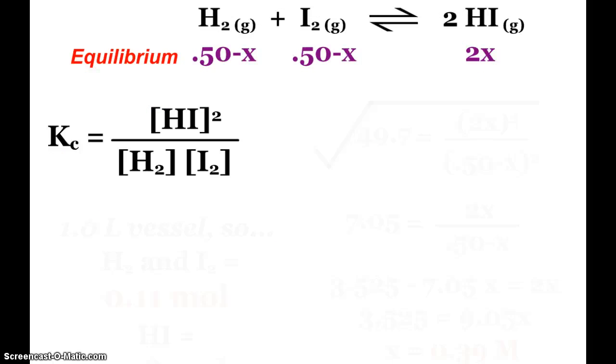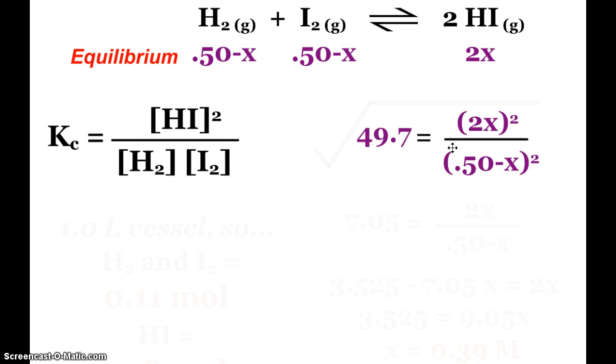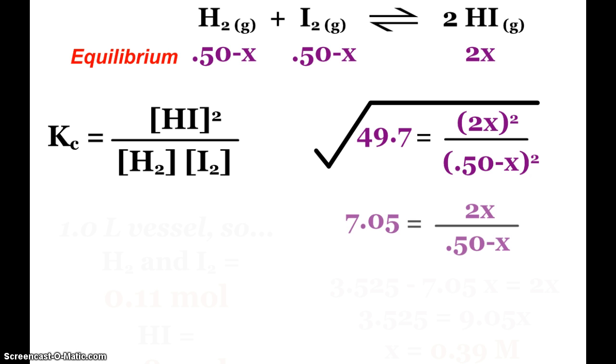So plugging those values into my Kc expression, I know my Kc is 49.7, so my product is 2x squared, and on the bottom is 0.5 minus x squared. Luckily, the numerator and the denominator are both squared, and so what I can do to this expression is take the square root of it. When I do that, I get this: 7.05 equals 2x over 0.5 minus x.